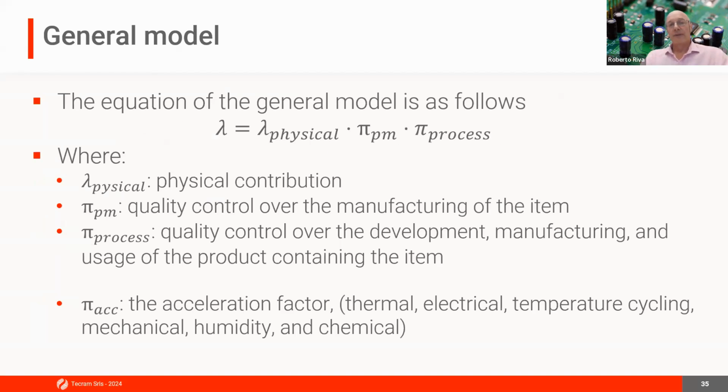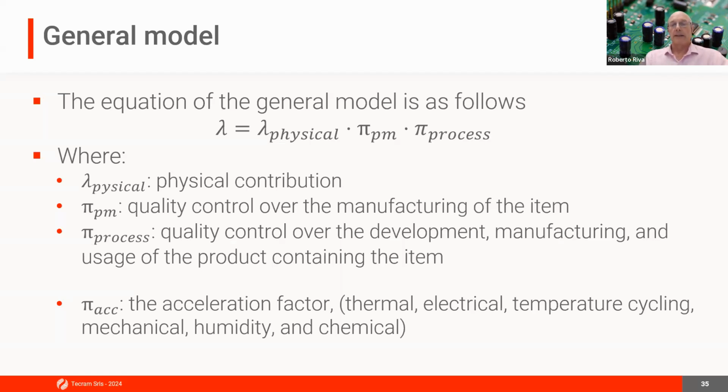So the fundamental equation of the FIDES model is basically our lambda is a lambda physical multiplied by 2 pi. And this seems simple, if it weren't that behind these 3 elements there's quite a lot. There's a world, as we discovered. So the pi physical is basically the physical contribution.